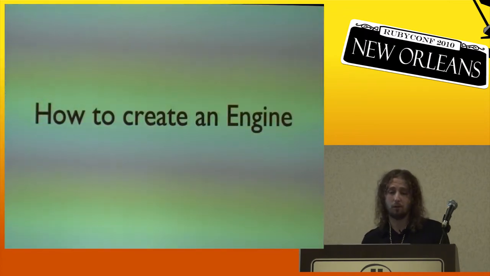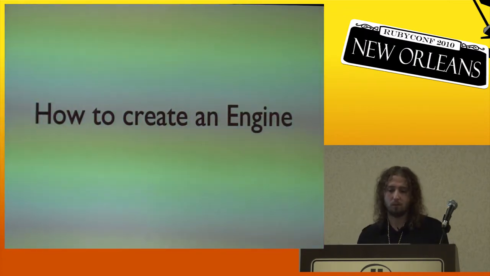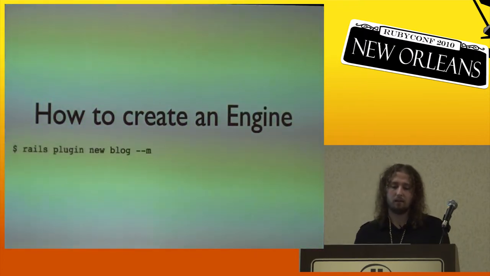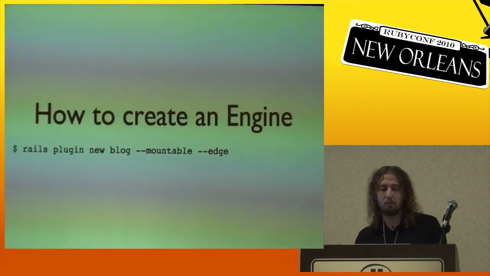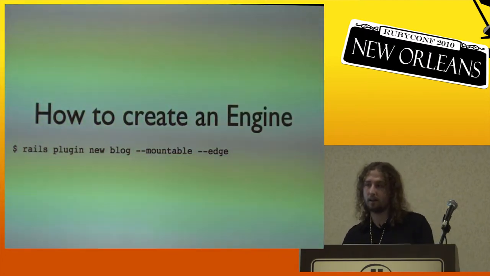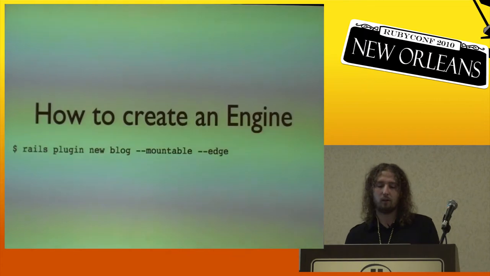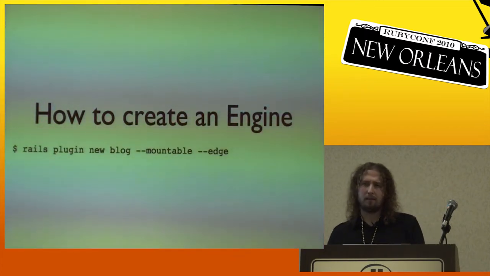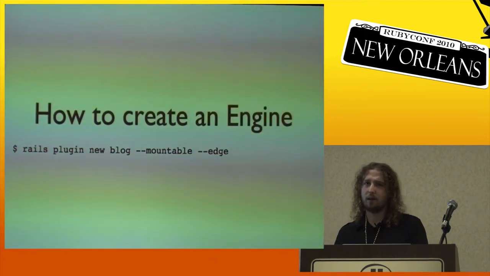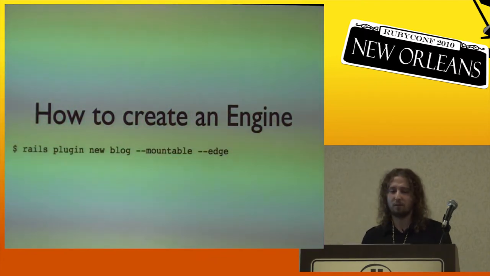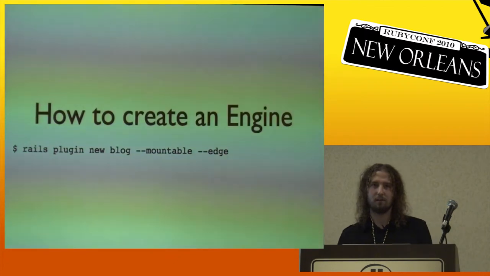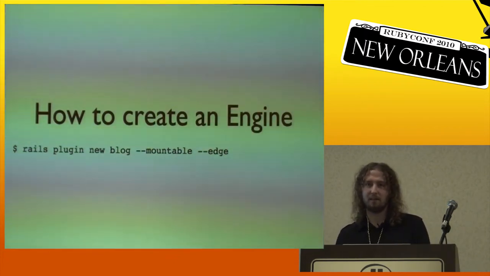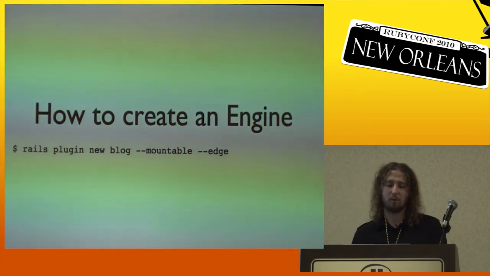And as you now know the APIs, you probably wonder how to create an engine. You can do it by saying rake plugin new, give the name of the engine, and pass --mountable and --edge-rails. And I don't know if it's in core now, because Jose said that he will manage it, but I don't really know if he has done it already. So if it isn't on GitHub, it will be probably tomorrow.